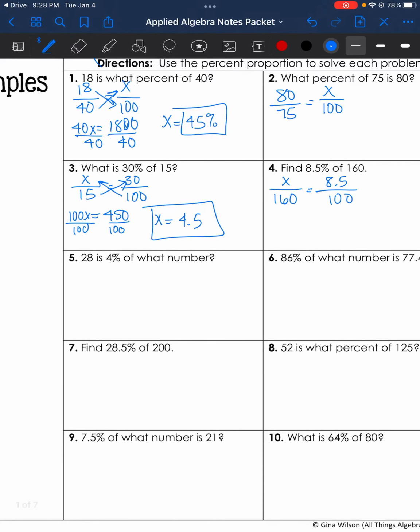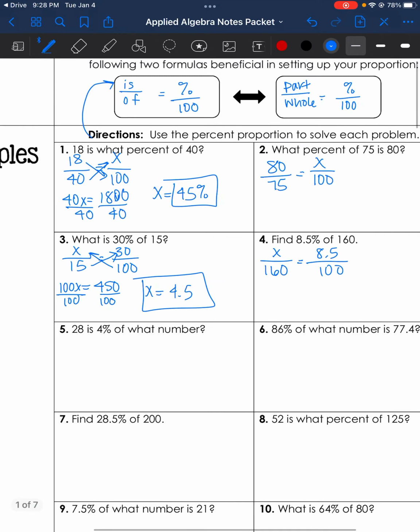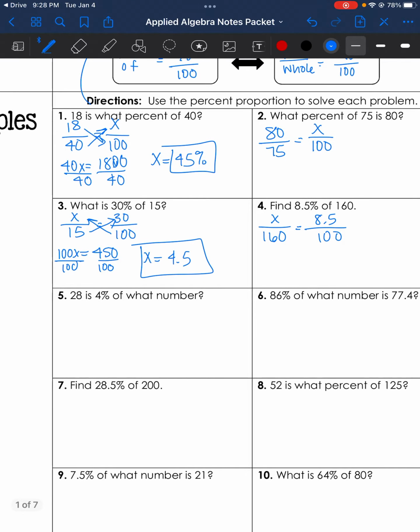28 is 4% of what number? We don't know what the of is, but we do know that 28 is the is, so 28 on top of, we don't know, so that's going to be x. And then 4, the percentage always goes on top, 100 is always the denominator. Okay, cross multiplying, x times 4, we get 4x is equal to 28 times 100 is 2800. We divide by 4, we divide by 4. X is equal to 700. So 28 is 4% of 700.